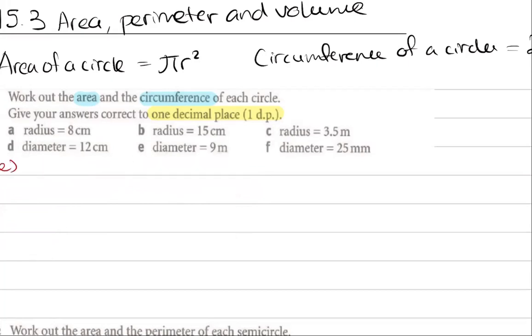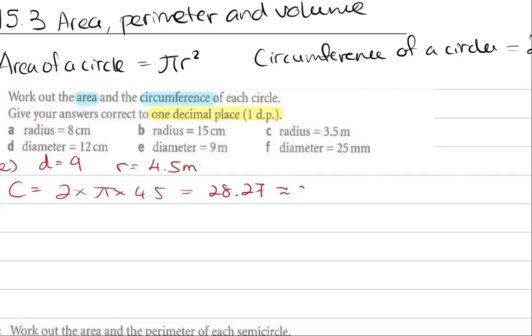Question E. Diameter is 9. That makes radius 9 divided by 2, 4.5 meters. Circumference 2 times pi times 4.5. 28.27, 28.3. Area, pi 4.5 square. I like to use radius so that both of them, I can just use them as it is. I don't need to keep changing the numbers. So I prefer to use pi r square and 2 pi r.